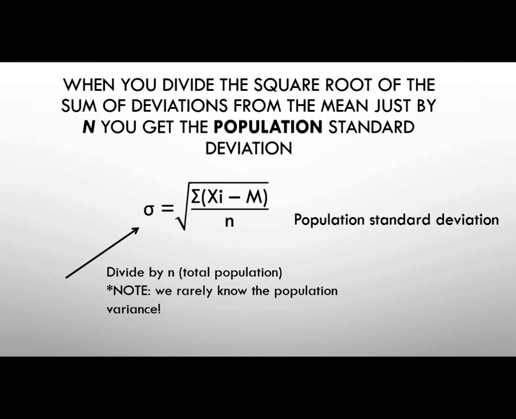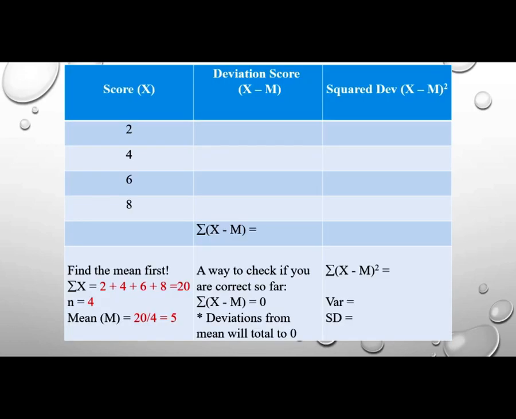So when you divide the square root of the sum of the squared deviations from the mean just by n, you get the population standard deviation. Same deal, right? We're talking about degrees of freedom. We don't know the population standard deviation. If we did, we wouldn't need statistics. So we're going to divide by n minus 1. So this is how you calculate it, right?